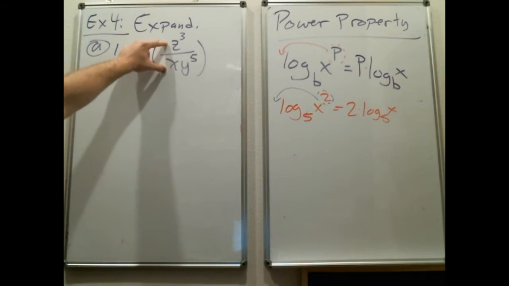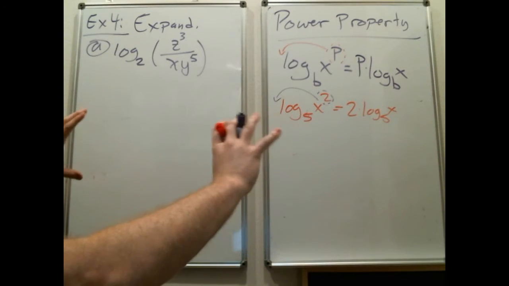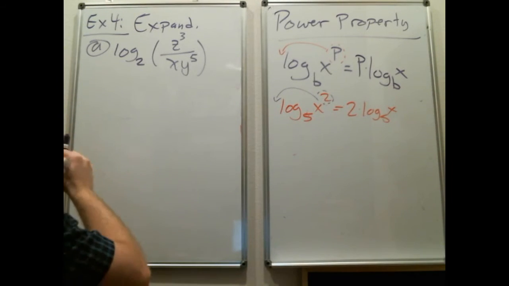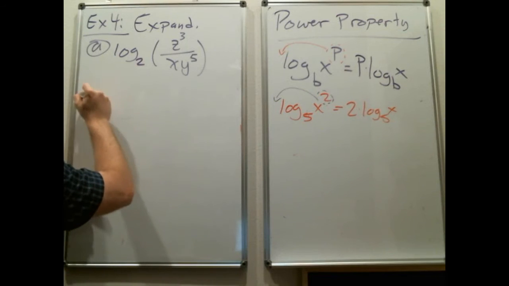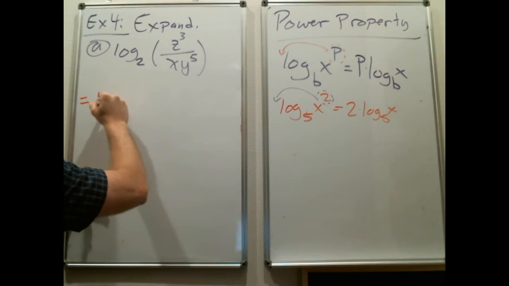So by using the quotient rule first, we get everything on a single line, and that's much easier to work with. So let's do that first. We have log base 2 of the top minus log base 2 of the bottom.